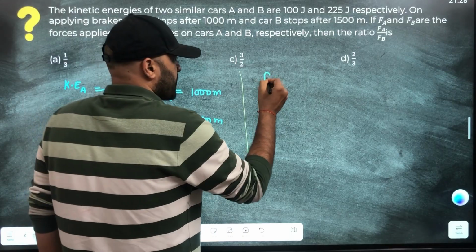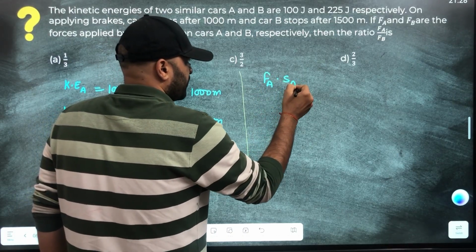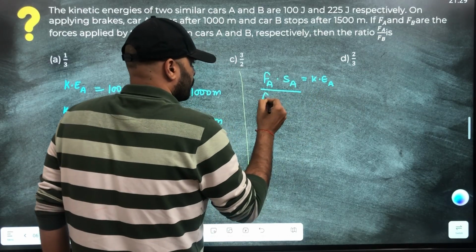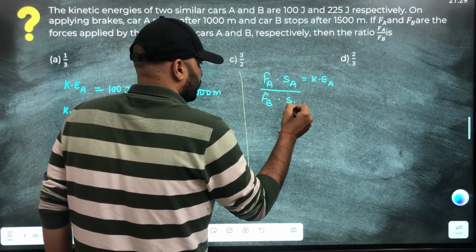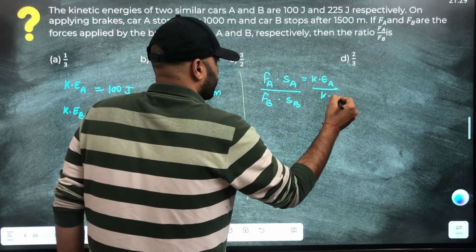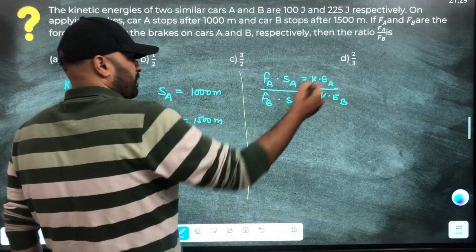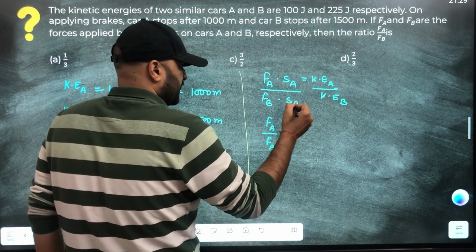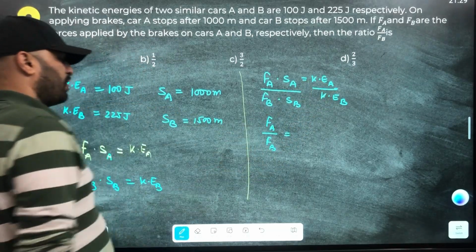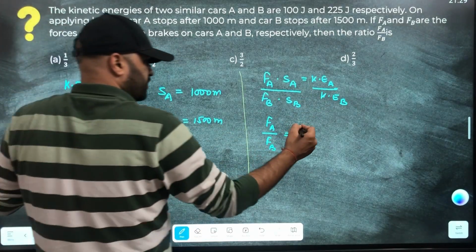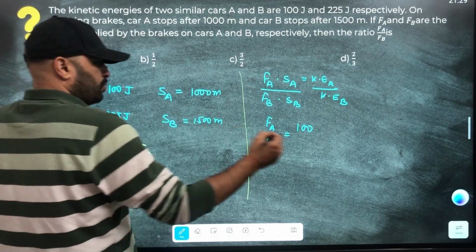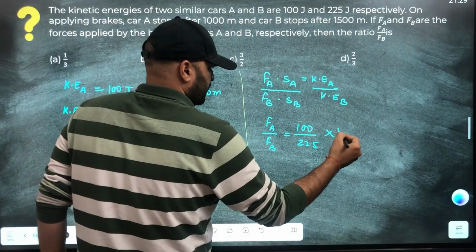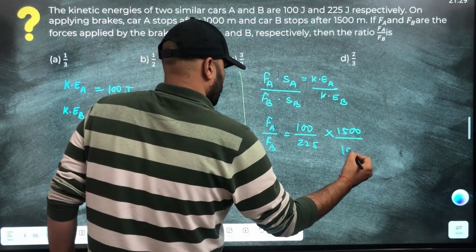So Fa times displacement of A, kinetic energy of A, whole divided by force of B, displacement of B and kinetic energy of B. Let's cross multiply. So Fa upon Fb, and I am taking this on the other side, so Sb will go up. Let's substitute now the values. Kinetic energy of A 100 joules, kinetic energy of B 225 joules, Sb goes up 1500, Sa goes down 1000, right?